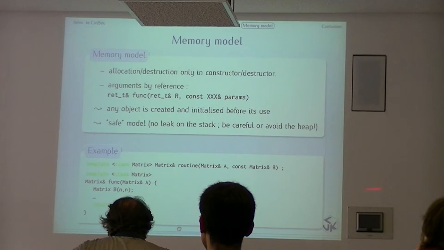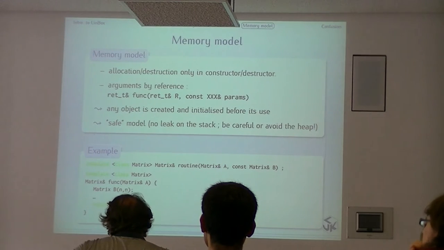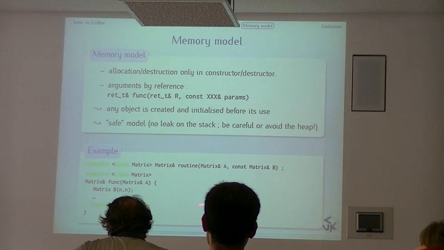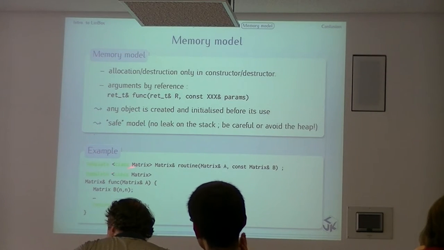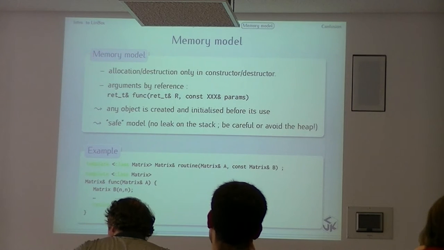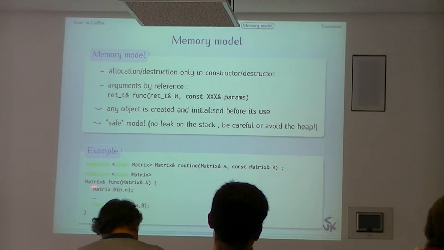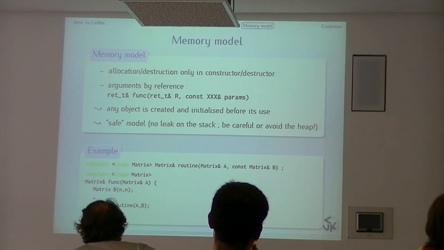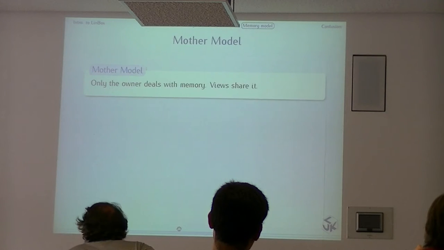This is a typical example. We have a routine taking two arguments, returning the first one. We create what we need, modify it, and then return the result of the previous routine. That's how most things are returned in LinBox and how we want things to be returned in LinBox always, passing the reference and initializing before using. Well, maybe it looks dumb, but it kind of works. I mean, why?